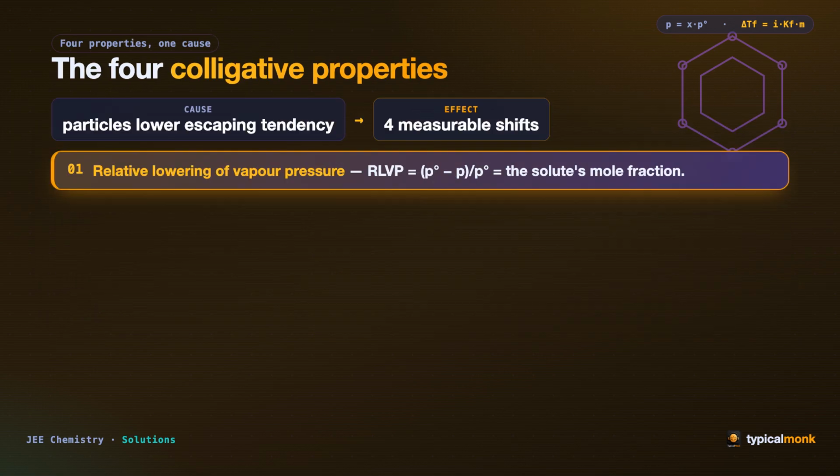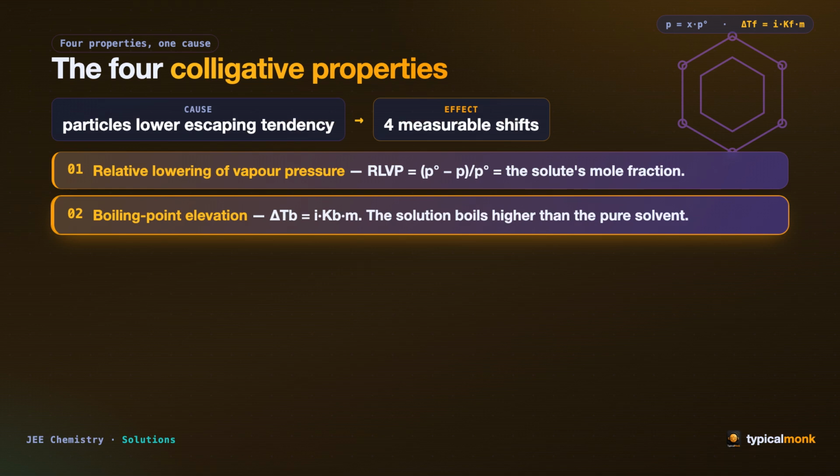Now, the 4 colligative properties: 4 measurable shifts, all from a single cause, the solute lowering the solvent's tendency to escape. The relative lowering of vapor pressure, P degree minus P over P degree, which equals the mole fraction of the solute. The purest statement of the effect.